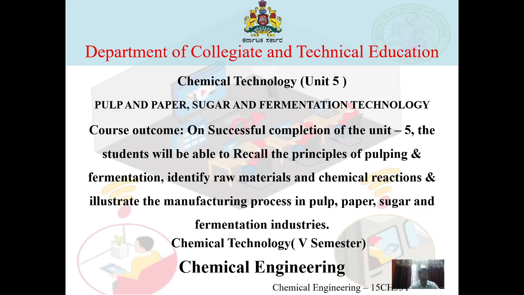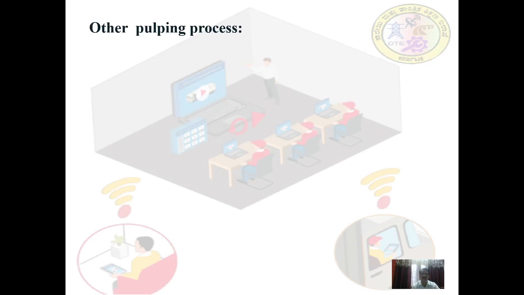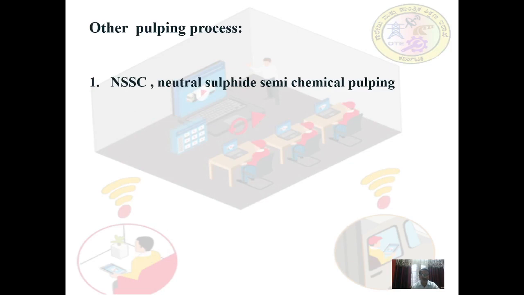Today we will discuss the other pulping processes. Number one is NSSC, that is neutral sulfite semi-chemical pulping. Here, fewer chemicals are used than in full chemical processes like the sulfate process and sulfite process.